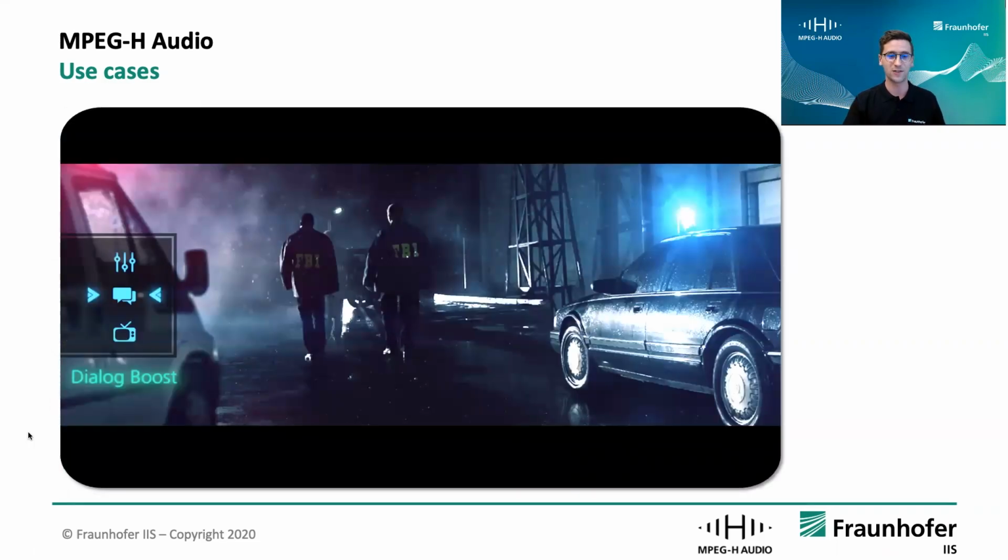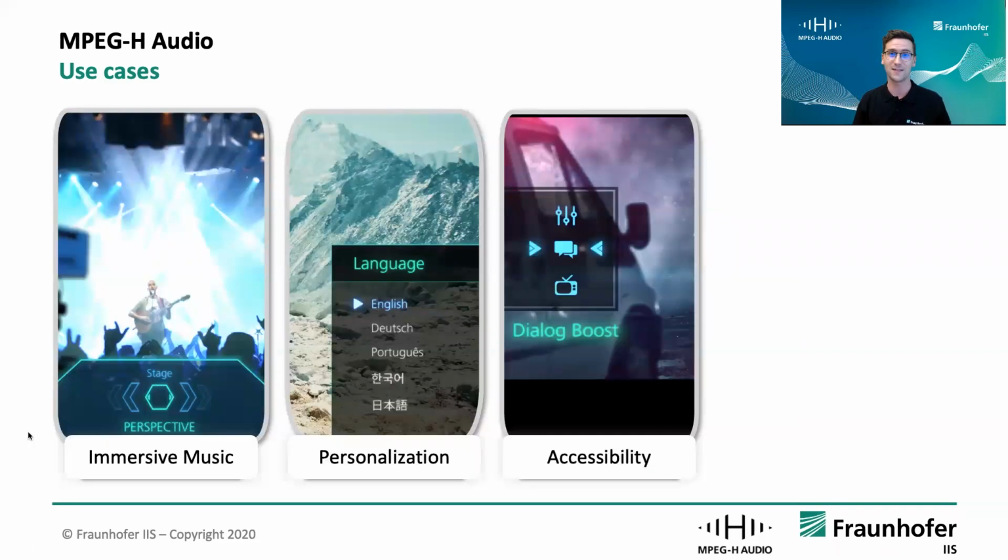The third big advantage is the so-called accessibility. So with MPEG-H you can offer a new way of accessibility for people who require accessibility features, such as people with hearing impairment or visually impaired people.